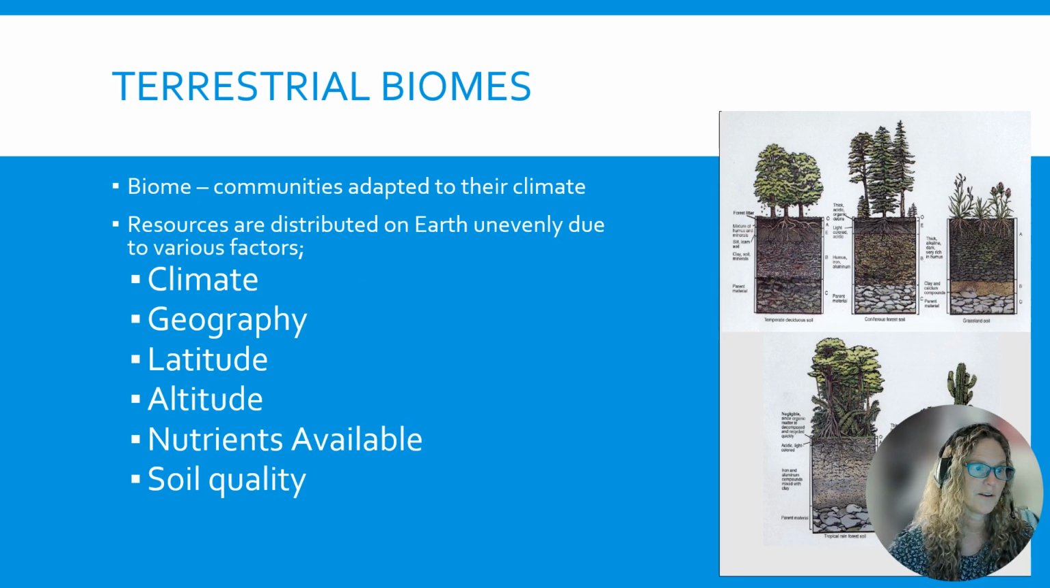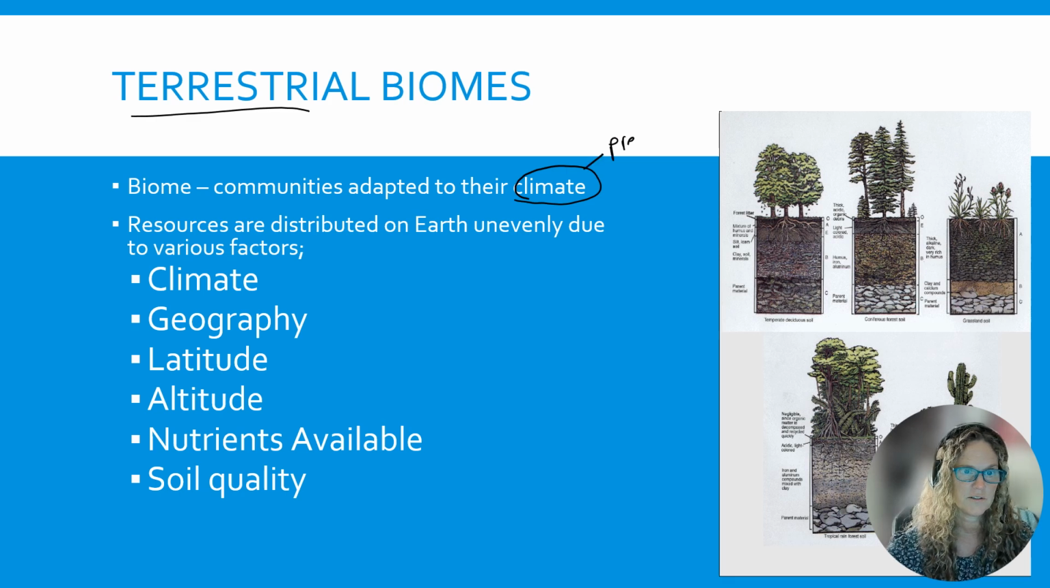Okay, these terrestrial biomes, so on land, biomes are determined by lots of things. The main thing is the climate, and what determines climate is precipitation and temperature. And those kind of drive the rest of what's going on in the biome. So climate, temp, and precipitation.